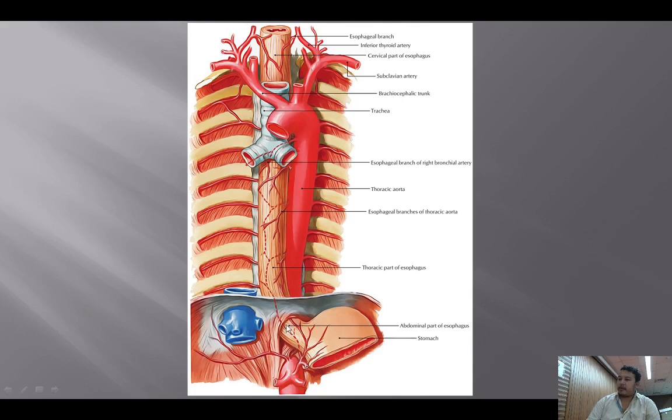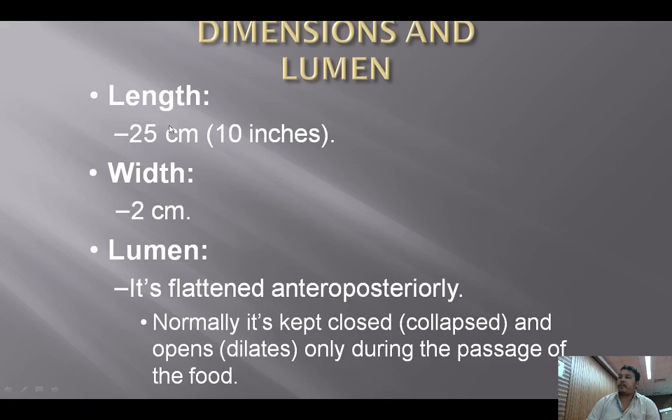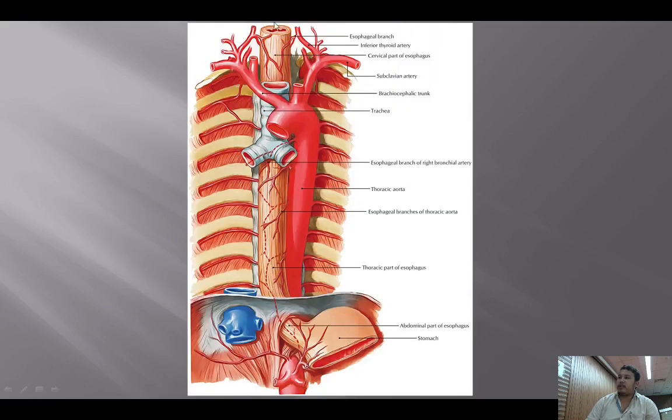This part is the esophagus entering into the stomach. It's also associated with the vertebral column, trachea, and the aorta. First it enters the superior mediastinum and then it goes to the posterior mediastinum. The length is about 25 centimeters, the width is about 2 centimeters, and the lumen is flattened anterior-posteriorly. So the lumen of the esophagus is flat, like closed normally. Only when food is passing through it does it open up.